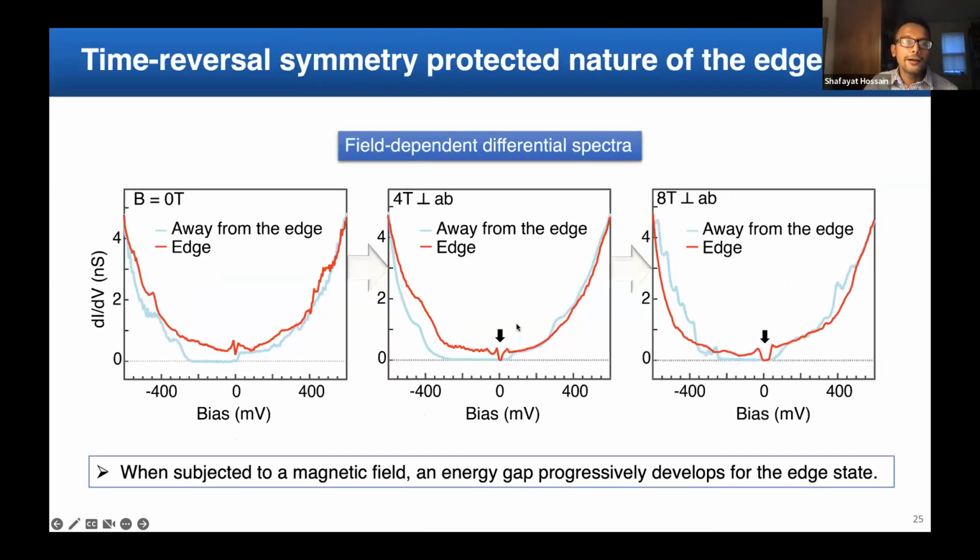Now that we have seen an edge state, how can we tell whether this edge state is nontrivial?